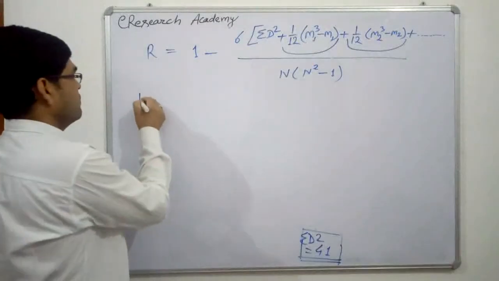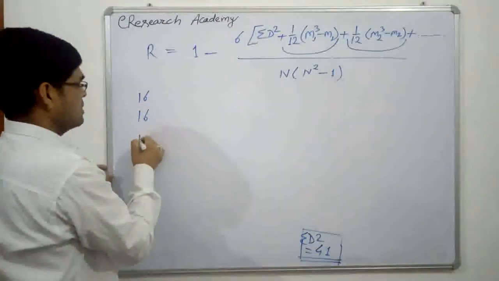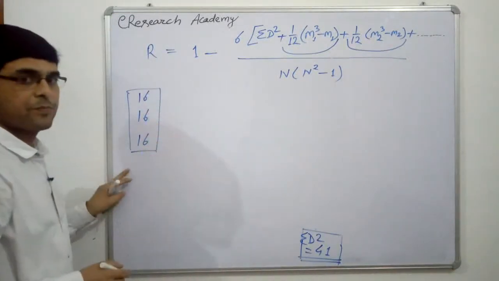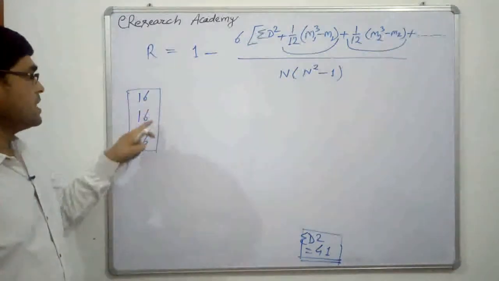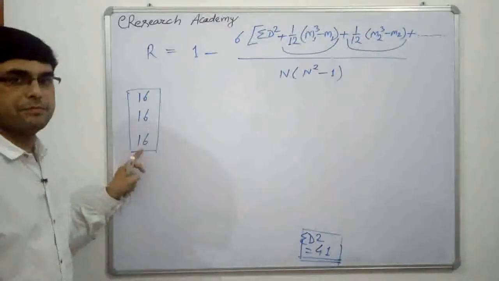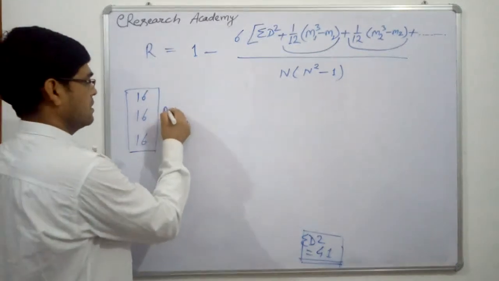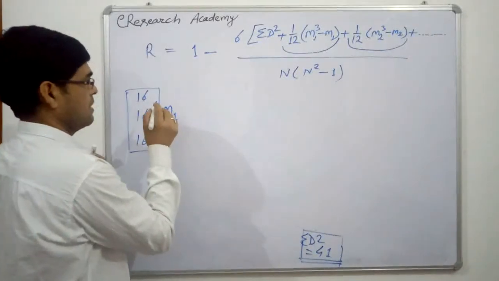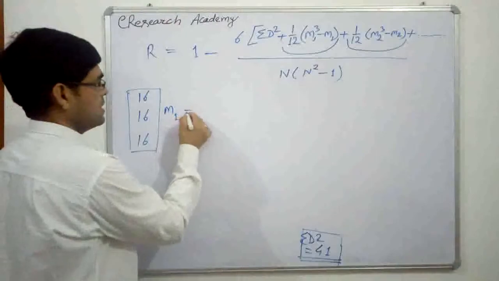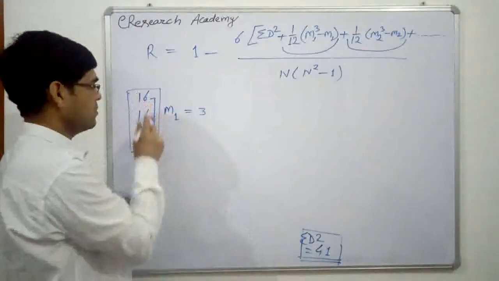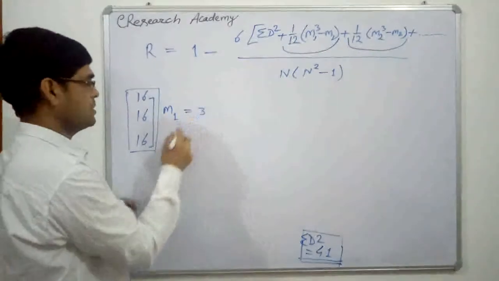In our case, the first value that was repeated was 16. In the X series, just check it. You will find 16 was repeated 3 times. So our first m, this is m1, becomes 3. Why 3? Because it is repeated 3 times. So m1 becomes 3.